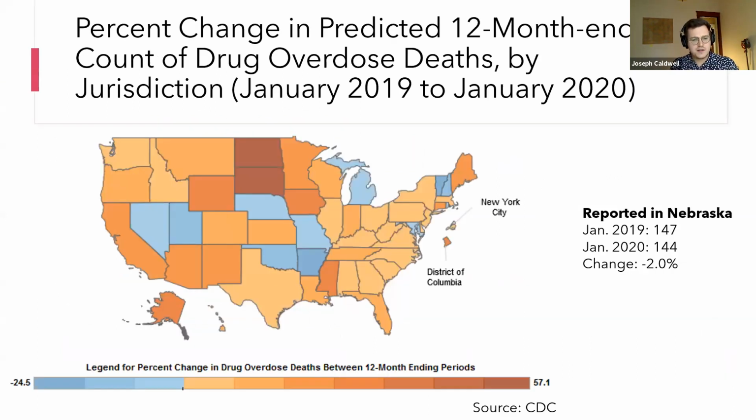I wanted to show, this is from the Overdose Detection Mapping Application Project based out of DC, and they were looking at the percent change in predicted 12-month count of drug overdose deaths by jurisdiction.